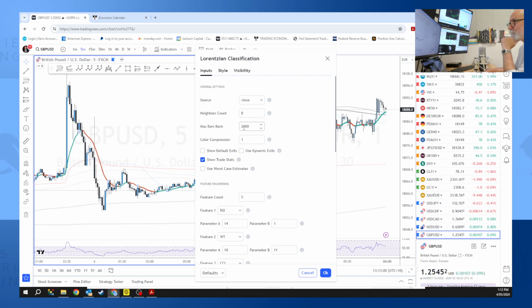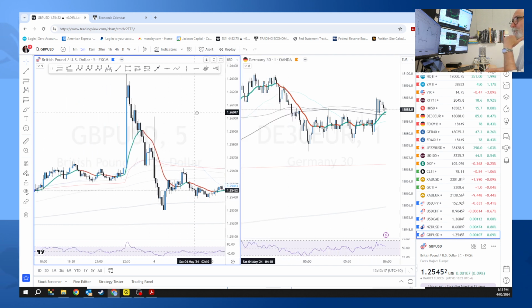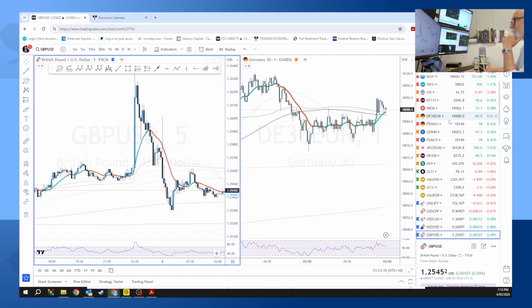How far back do we actually place the indicator? 2,000 bars is plenty, but yeah, we'll just leave it. We don't want to show the stats. All I'm really interested in is the kernel regression line itself, because I'm only really going to be using it as an assistance.